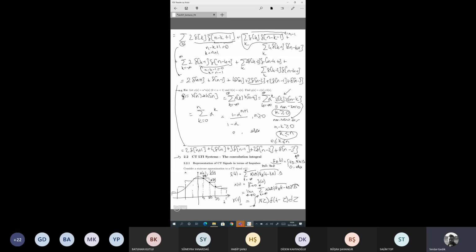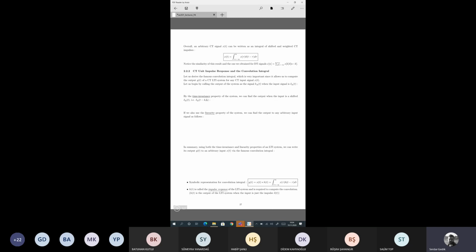Well, this is actually a quite important property called the shifting property for the continuous case. Remember the same for the discrete case. So this is the shifting property for the continuous case. So just remember our result for the discrete case.